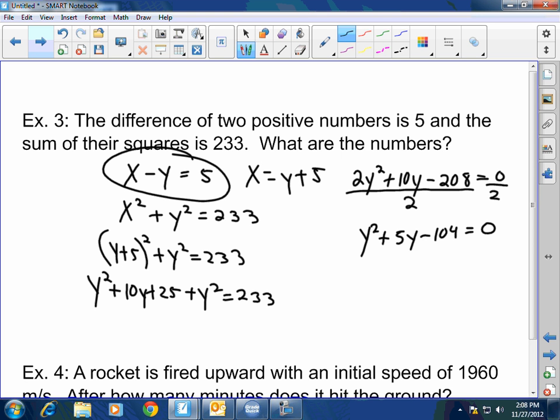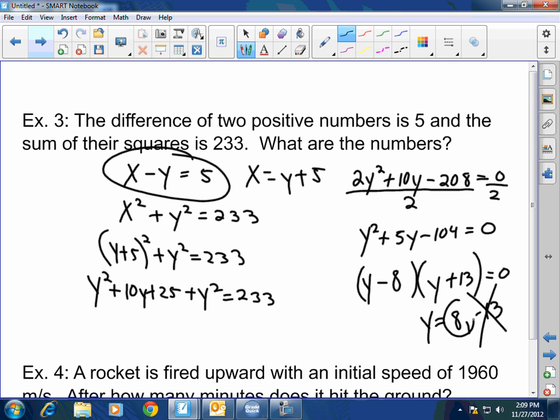What times what is negative 104? Yeah, 8 and 13 again. Very good. But this time, it's going to be negative 8 and positive 13. Very good. So then y will equal 8 or negative 13. Negative 13 can't work, so it has to be 8. So if y is 8, then does that mean that x is 13? So we've got 13 and 8 as the answers.